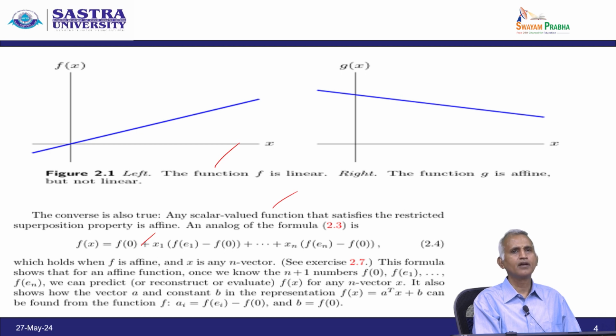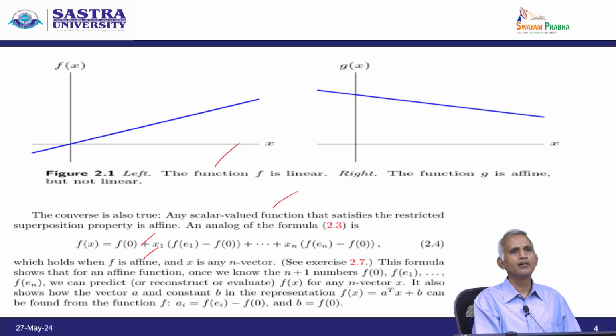plus, and so on, xn into f of en minus f of 0, we can do that. So, that holds when f is affine and x is any n vector. That is seen in some more exercises given.